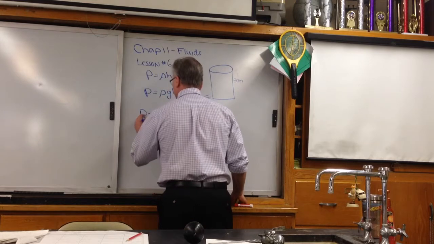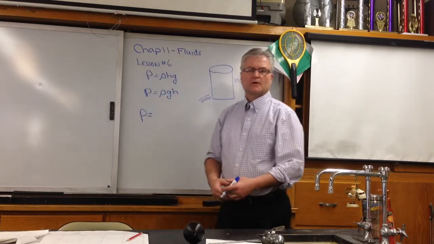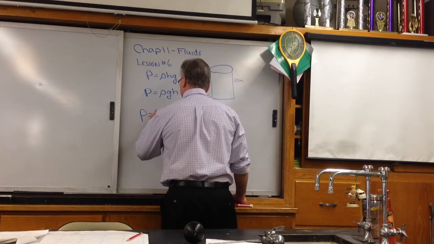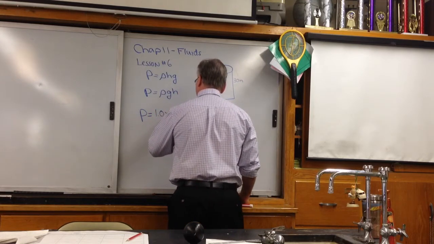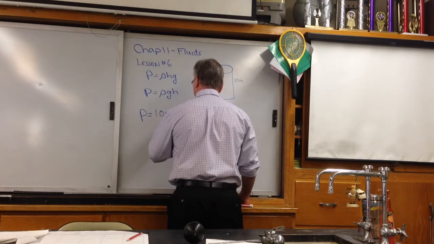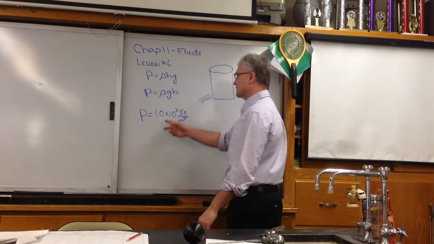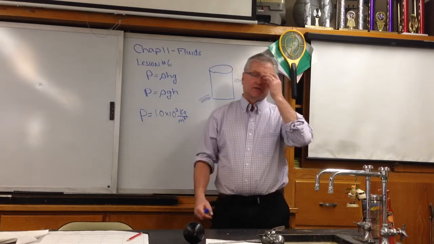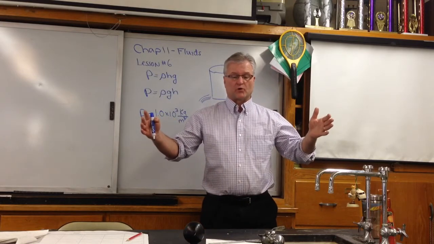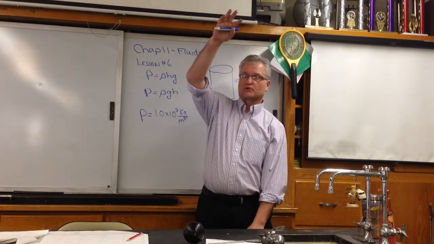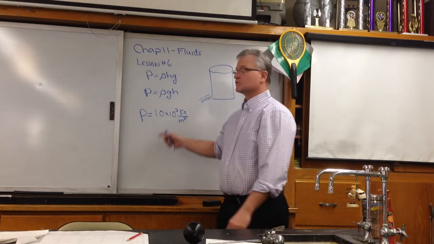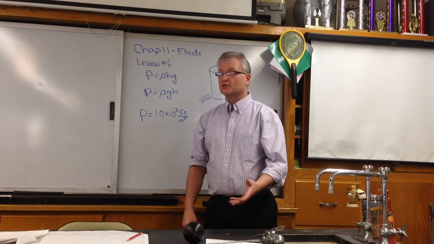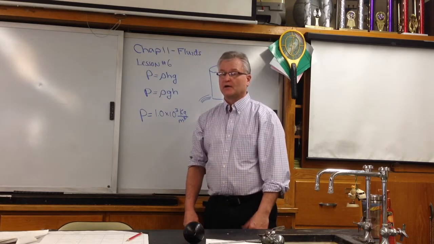All right, so this is a relatively easy problem. We know that pressure is equal to rho GH. The density of water is common knowledge, 1 times 10 to the third kilograms per cubic meter. Notice that's 1,000 kilograms per cubic meter. So if you have a block of water 1 meter wide by 1 meter tall by 1 meter deep, it's going to weigh 1,000 kilograms. Water is really heavy. That's about 2,200 pounds. It's a ton of water.